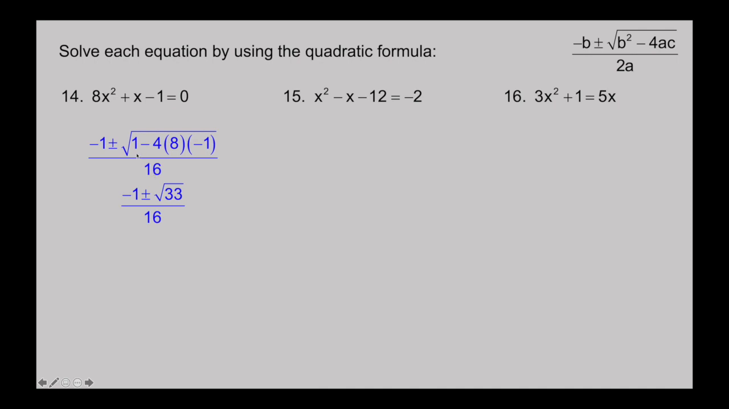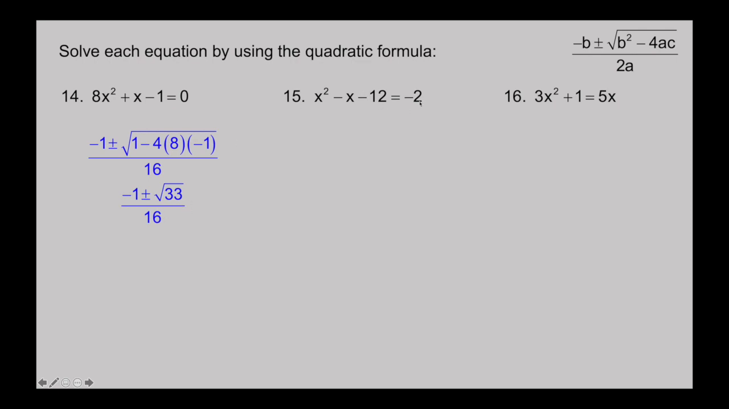Now if I simplify underneath here, I'm going to start with this side over here. Negative 4 times 8, I'm at negative 32. Multiplying that by negative 1 is going to give me positive 32 for this one. So 1 and 32 combine to give me 33. Again, if I could simplify that, I would, and it doesn't simplify. So my answer is going to be negative 1 plus or minus root 33 all over 16. And that counts for 2 answers.